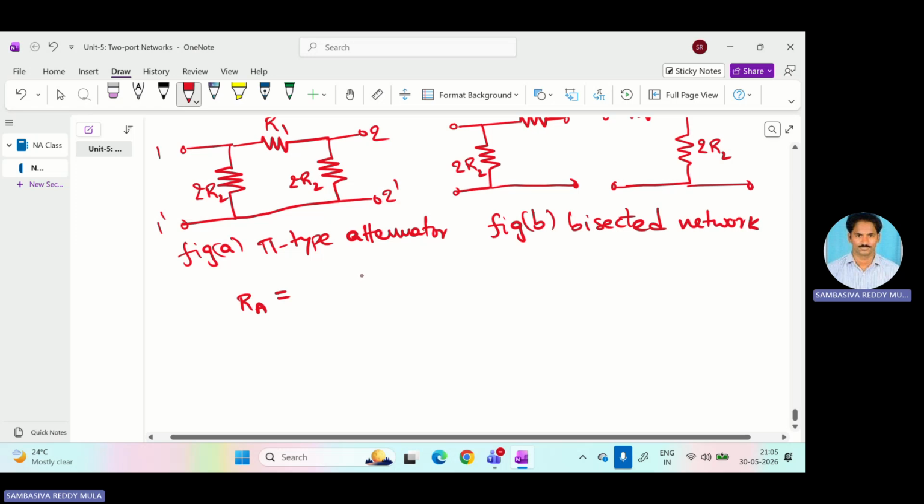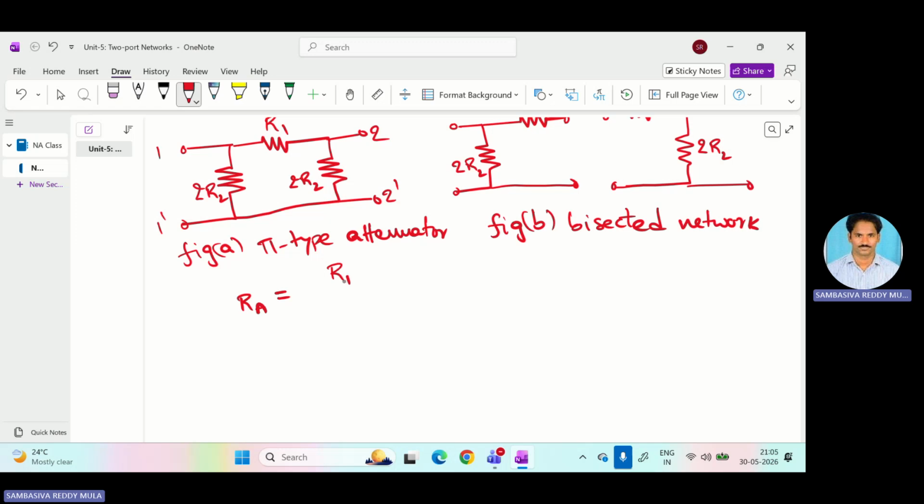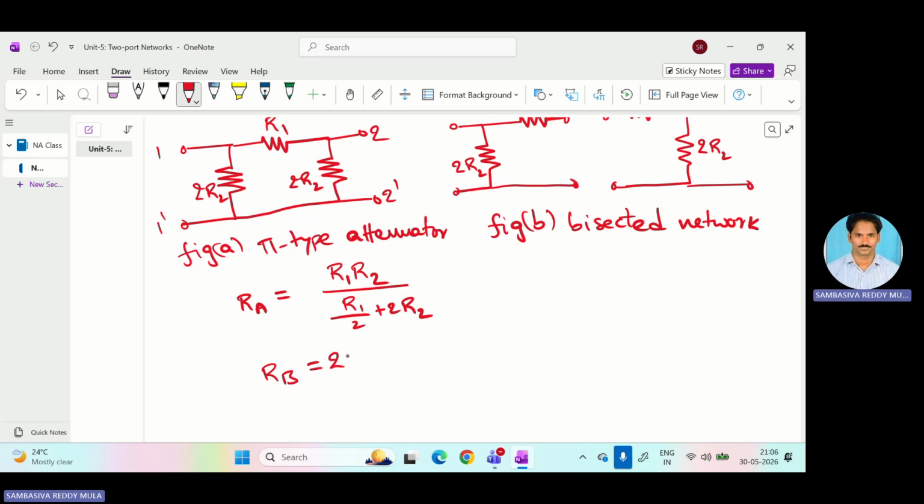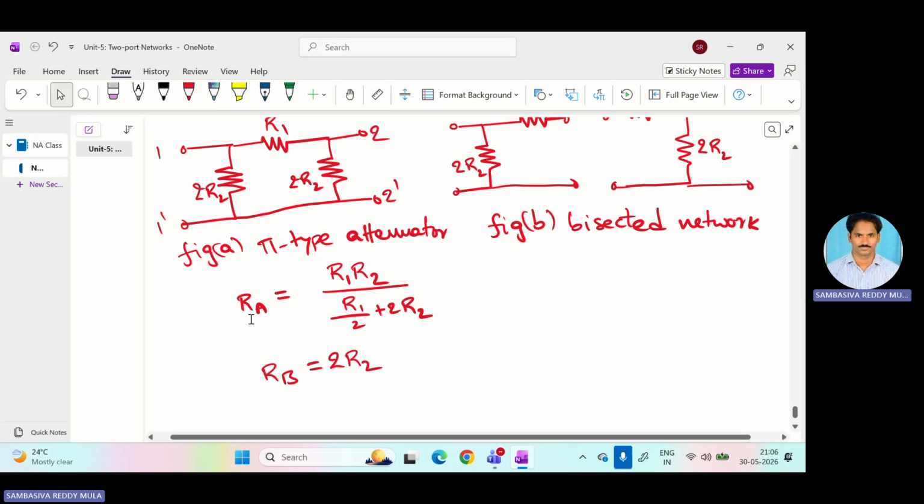If we short circuit, this 2R2 is in parallel with R1 by 2, so we get R1 by 2 into 2R2 by R1 by 2 plus 2R2. This is the parallel combination. Then what is RB? RB is the open circuited impedance, so it is simply equal to 2R2. What about this R1 by 2? It is open circuited, in series with the open circuit, so there is no need to consider this R1 by 2.